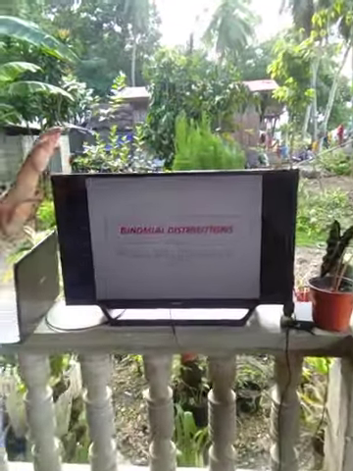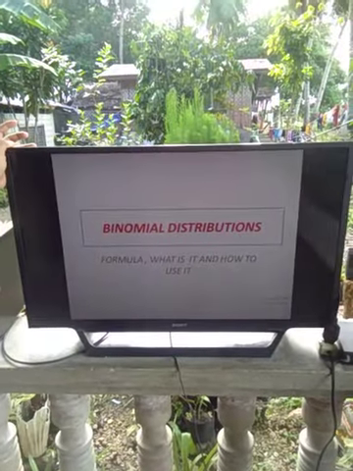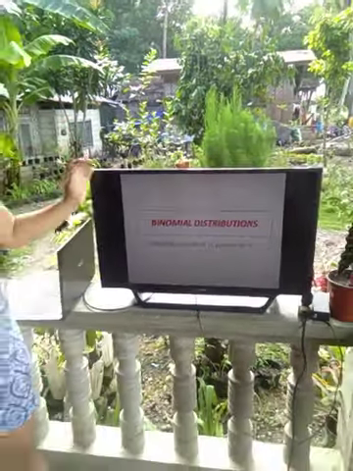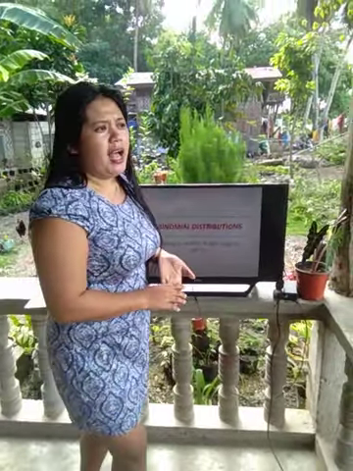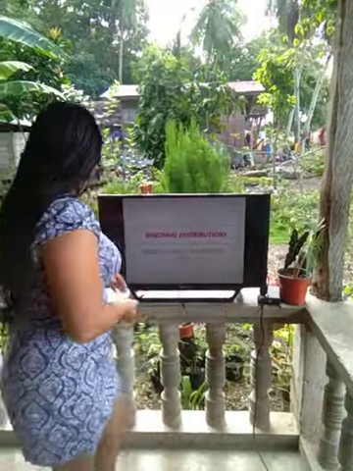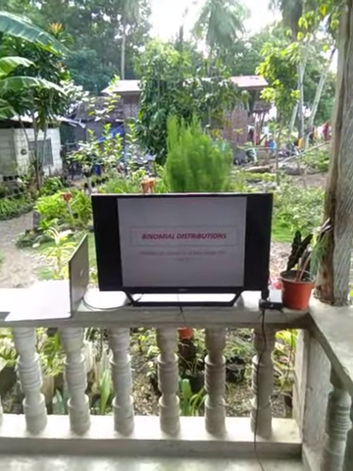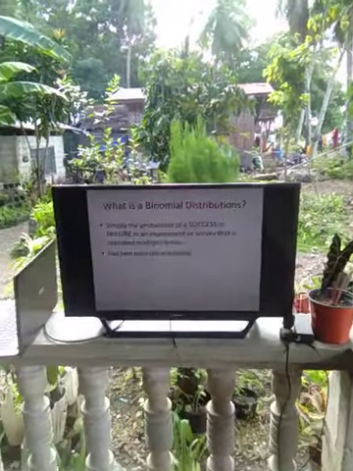Today, I would like to explain my understanding about the topic binomial distributions: the formula, what it is, and how to use it. I chose this topic because it can be used in real-life situations. So, let's start. First, what is binomial distribution?